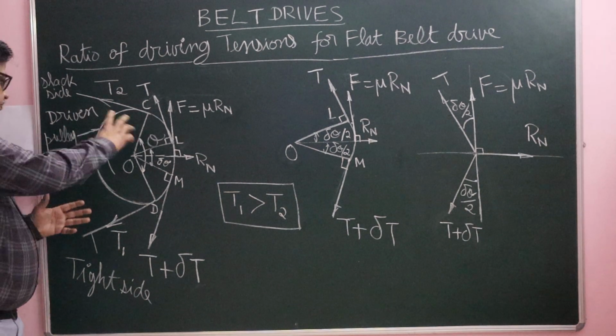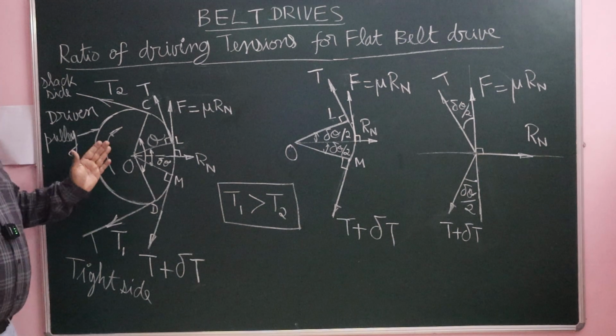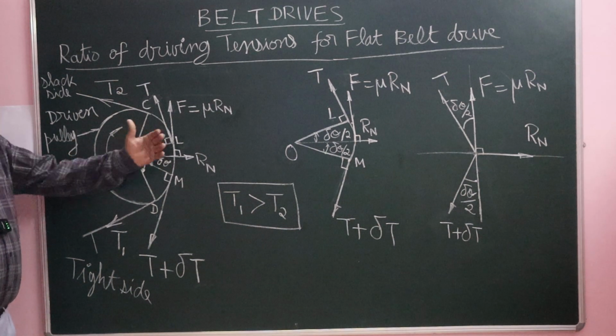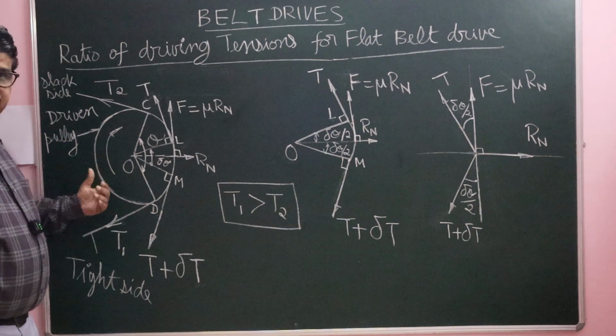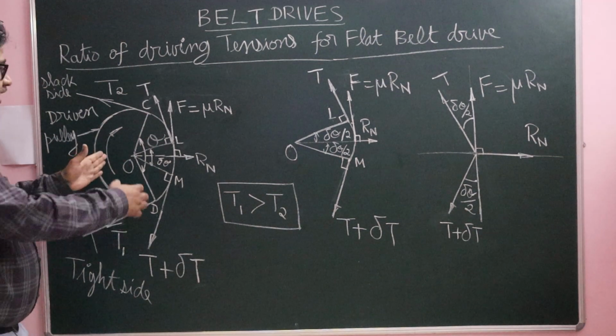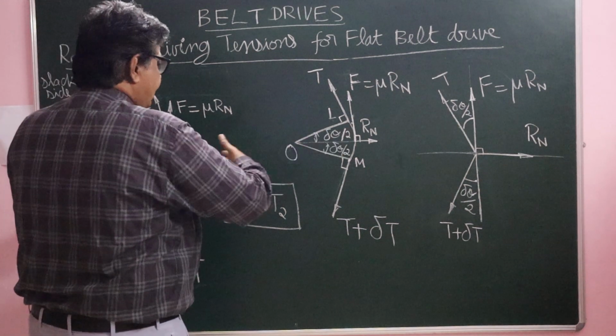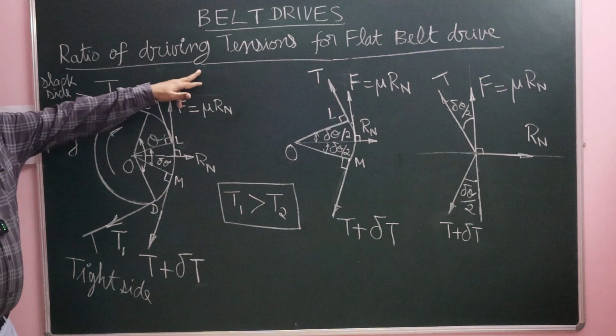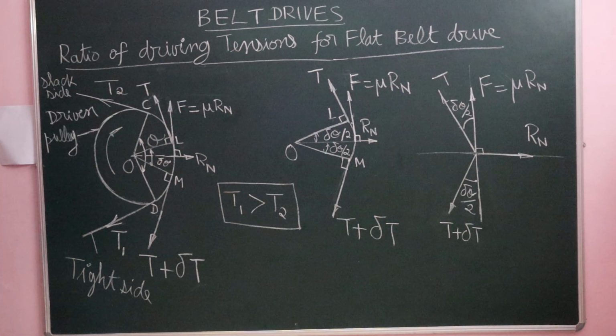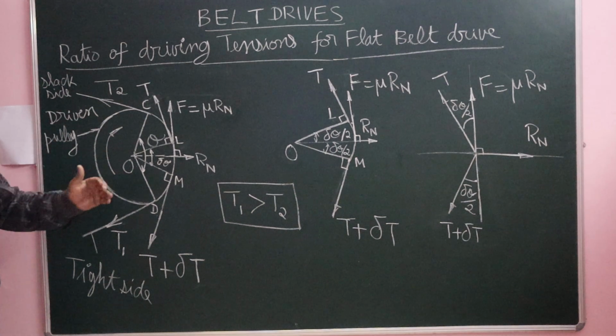Here this is a flat belt which is used for power transmission between two parallel shafts. It is used in machine shops, industries, etc. When the two shafts are parallel and the distance is up to 10 meters, these flat belts are used to transmit power. So it is necessary to determine the driving tensions in the belt.